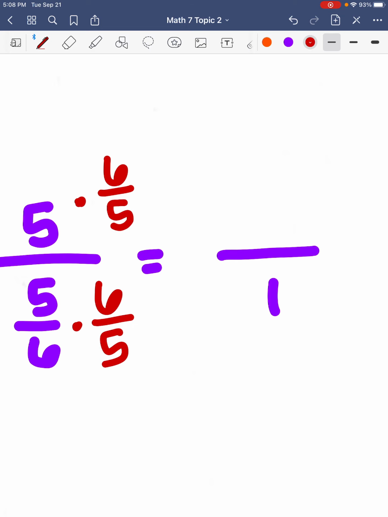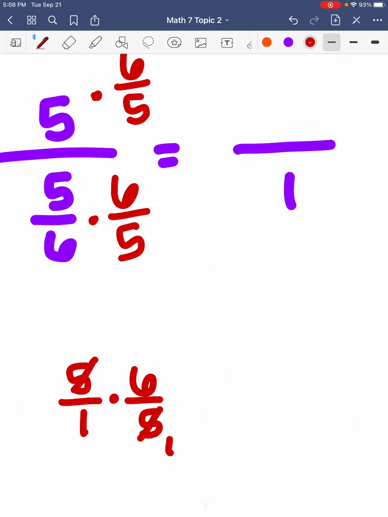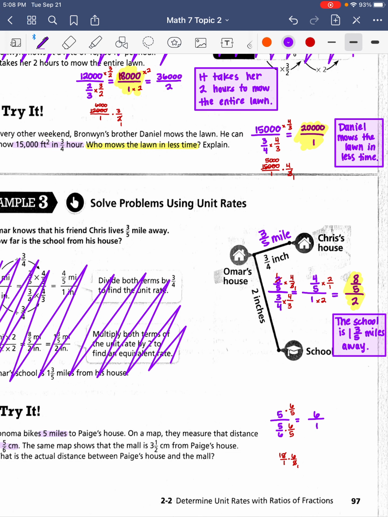So I could put that into my calculator, but just real quick, we know it's 5 over 1 times 6 over 5. My 5's cancel out and become 1's, right? So I'm left with just 6. So 6 miles is equivalent to 1 centimeter on a map. Now, the same map shows that the mall is 3.5 centimeters from Paige's house.